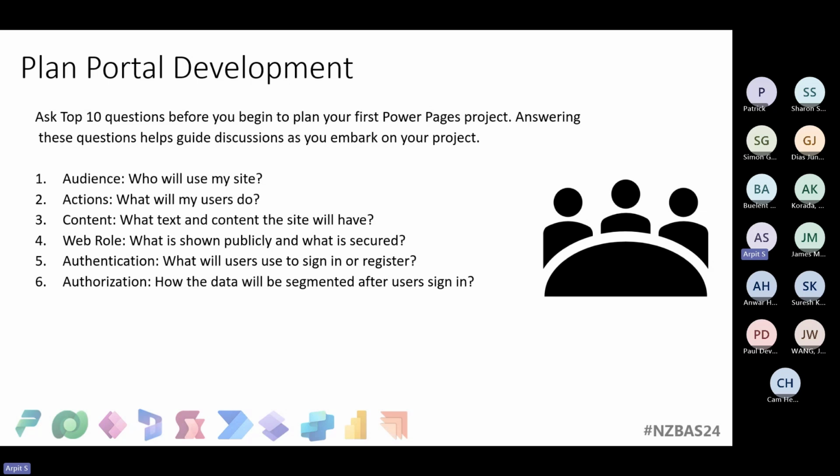Now, once they are successfully authenticated, how will the data be segmented after users sign in? Data being segmented means how the permission is going to be managed. Someone who has only read access on their own data should only have the read privilege, not the global level of privilege, right? So we need to ensure we are providing proper authorization.